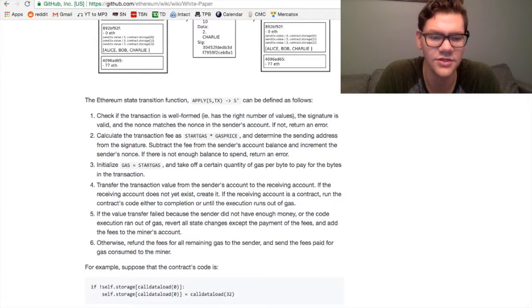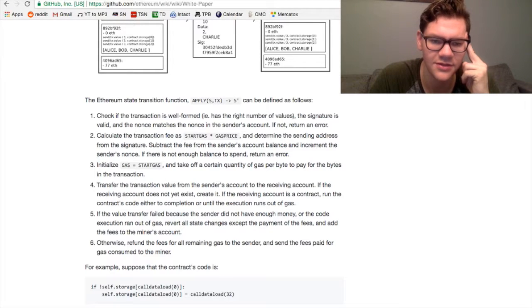3. Initialize GAS = STARTGAS, and take off a certain quantity of gas per byte to pay for the bytes in the transaction. 4. Transfer the transaction value from the sender's account to the receiving account. If the receiving account does not yet exist, create it. If the receiving account is a contract, run the contract's code either to completion or until the execution runs out of gas.